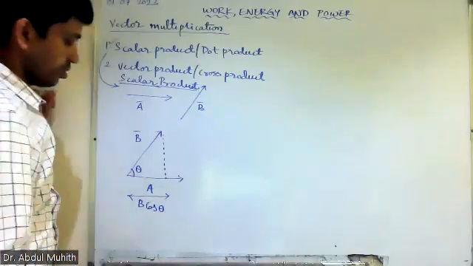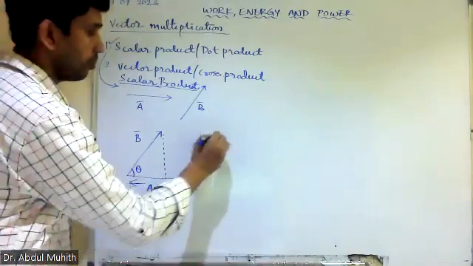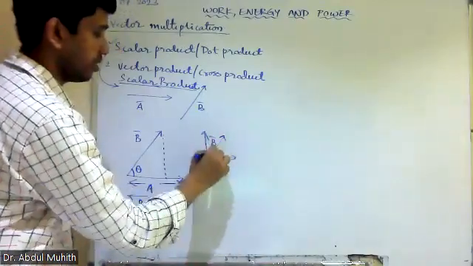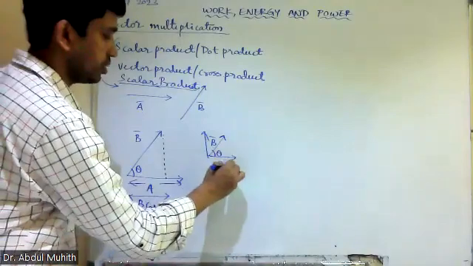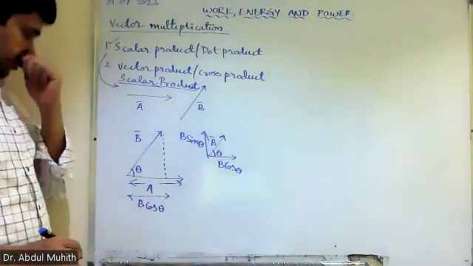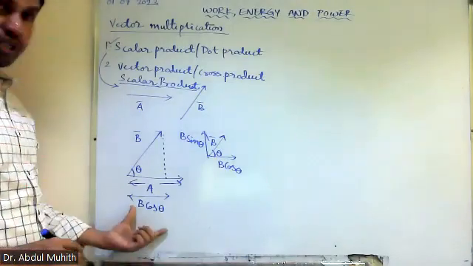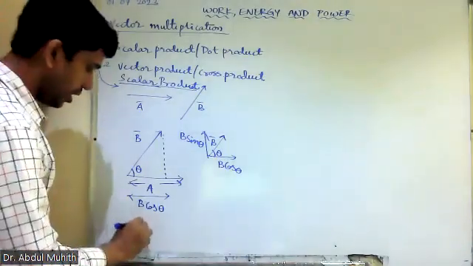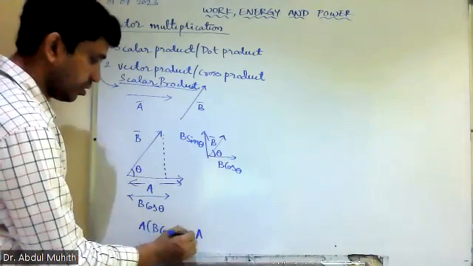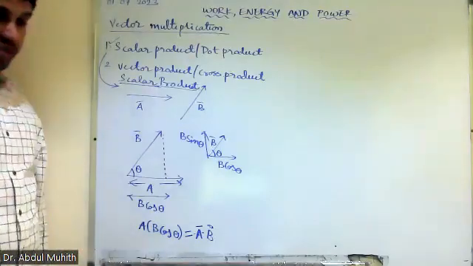Understood now? The whole thing is A, and this part is B cos theta. How come? Suppose this is B, there are two components, right? Horizontal component and vertical component. If this is theta, this will become B cos theta, and this will become B sin theta. Is it clear? So we are taking these two components together. See here, A into B cos theta. This is known as A dot B. Is it clear? A into B cos theta will become A dot B.